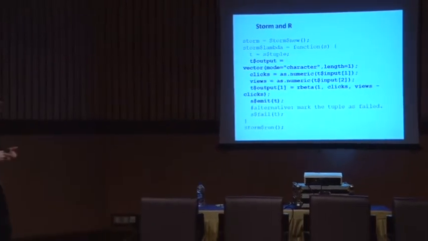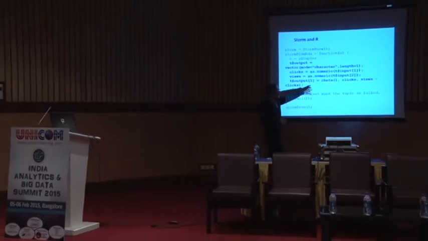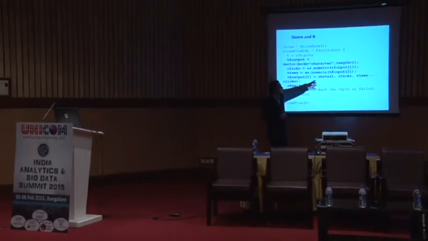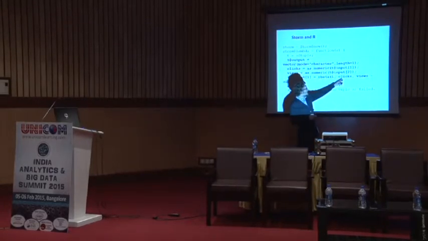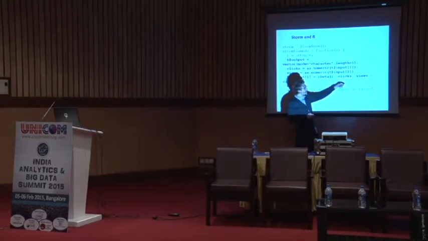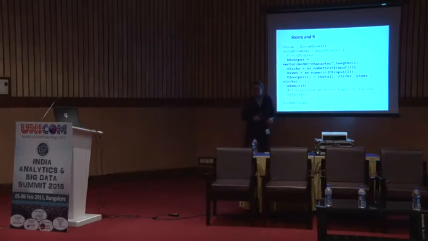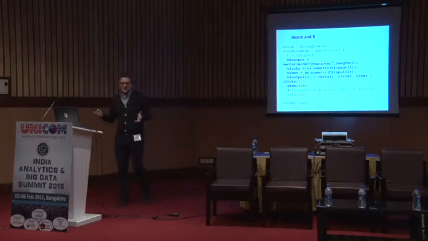And then we simply use the R beta function, which does the beta distribution, randomly choosing one point from the beta distribution with alpha equal to clicks and beta equal to views minus clicks. And this is it, pretty much.